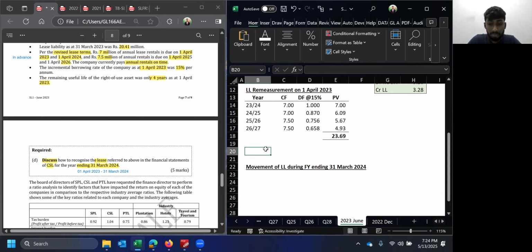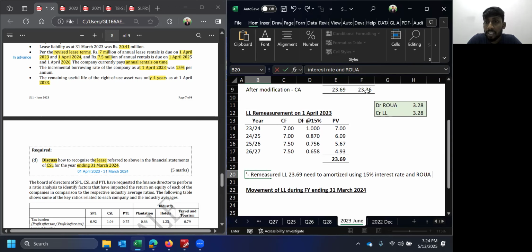Now, you need to mention how we are going to recognize this in the financial year ending 31st March 2024. So you need to say that the remeasured lease liability of 23.69 needs to be amortized using a 15% interest rate, and the right of use asset after remeasurement, which is 23.26, needs to be depreciated over the remaining 4 years. Right? So you need to mention that.